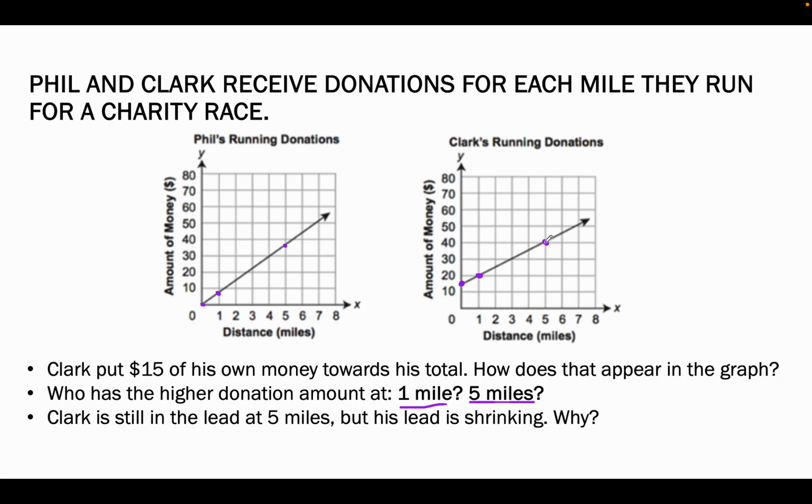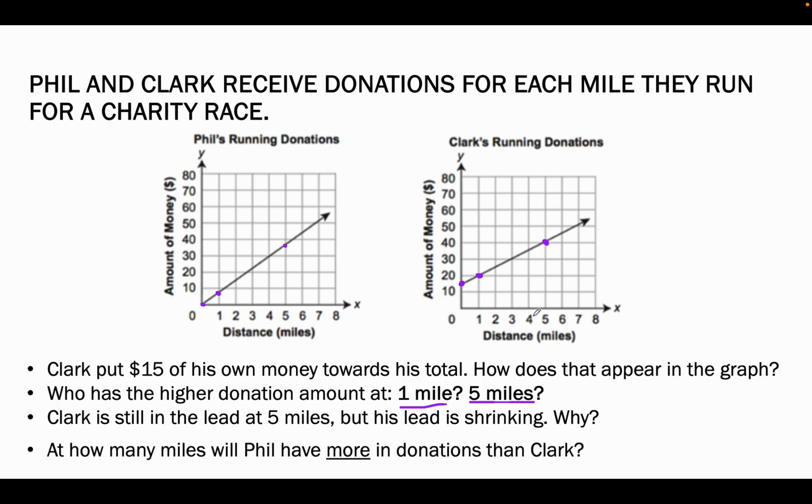And although he is still in the lead at 5 miles, why is Clark's lead now shrinking? If you notice, although he started with more money, his line is increasing more slowly than Phil's, and you can tell that by looking at how steep the line is.